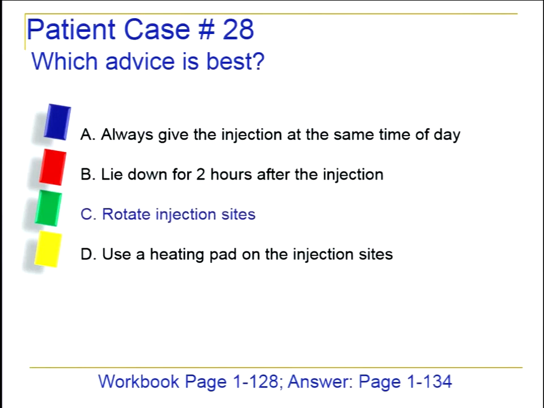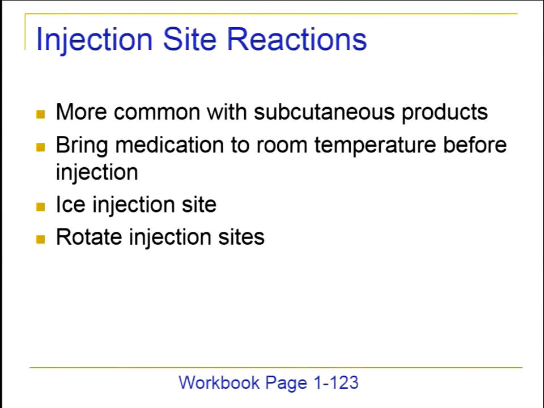Yeah, everyone wants to rotate. Always good advice. Okay, so as far as injection site reactions, with our self-injection medicines, these are by far the most common things that we see. They're more common with the sub-Q products. Some things that will help: you can try bringing the medication to room temperature before injection. You can try icing the site before they do the injection. And of course, rotating between all the possible sites and then within the site. So what I mean by that is if you're going to inject your thigh, you want to inject different spots on the thigh each time.